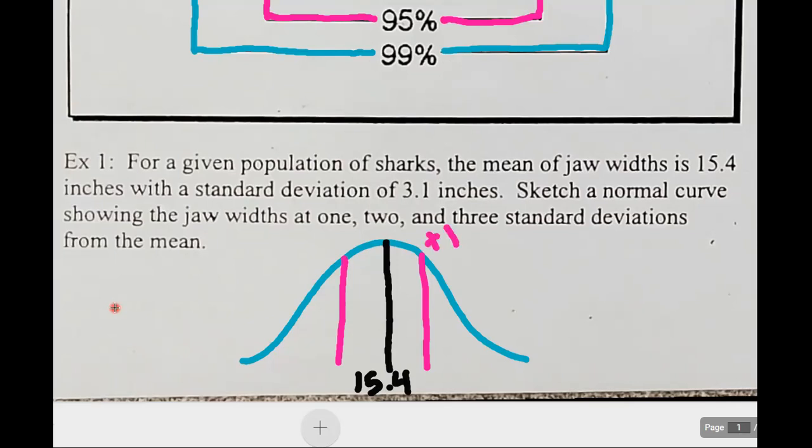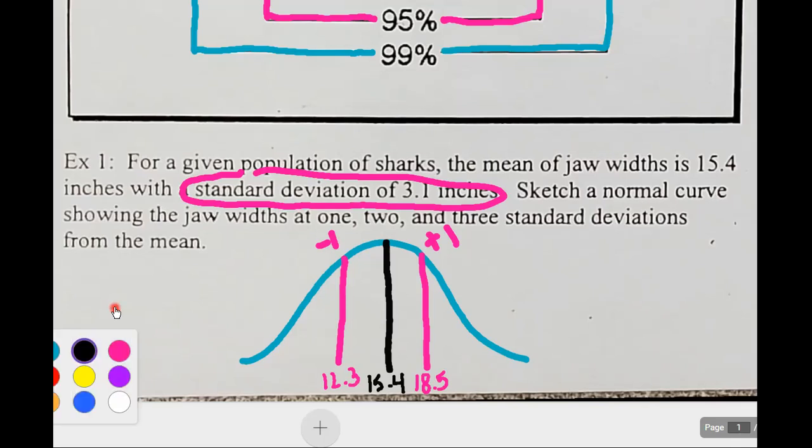This would be a positive 1. This would be a negative 1. And what I'm going to be doing is adding 3.1 on because every deviation is 3.1. So my next value is going to be, and I'm just going to shrink my pen, I should write this a little smaller. This one was 15.4. When I add 3.1 onto 15.4, I get 18.5. When I subtract 3.1 from 15.4, I am going to get 12.3.